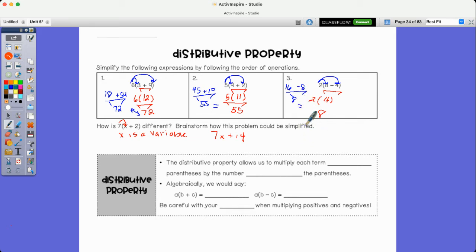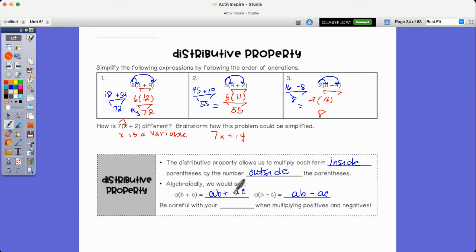Well, that is called the distributive property. The distributive property allows us to multiply each term inside the parentheses by the number outside the parentheses. Algebraically, we would say A times the quantity B plus C equals AB plus AC, because I am taking that A and delivering it to each term inside the parentheses. Or this one would be AB minus AC.